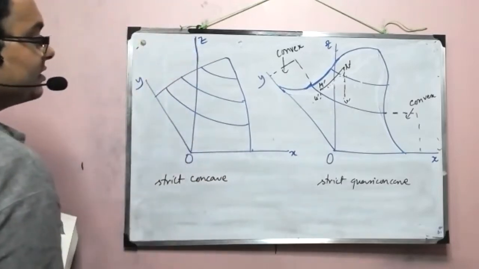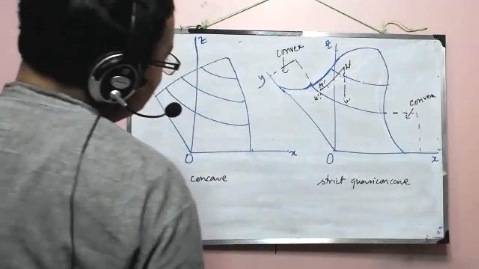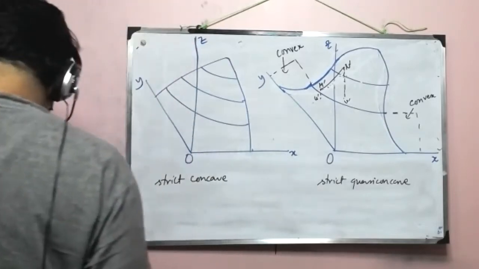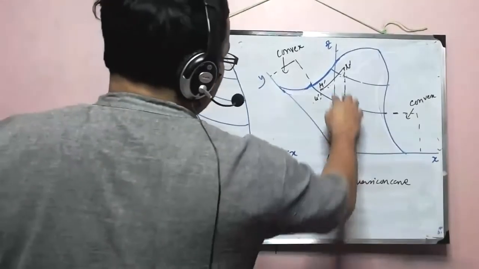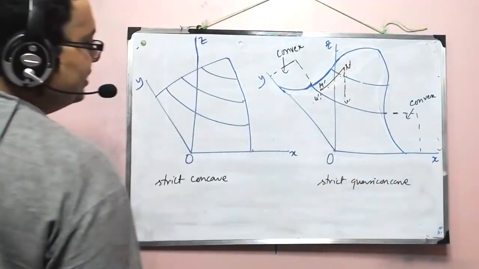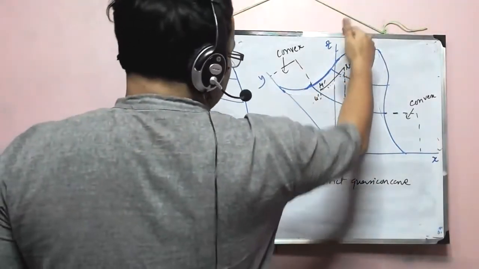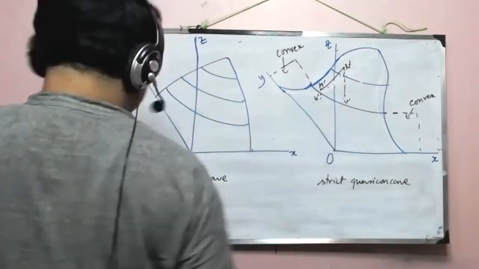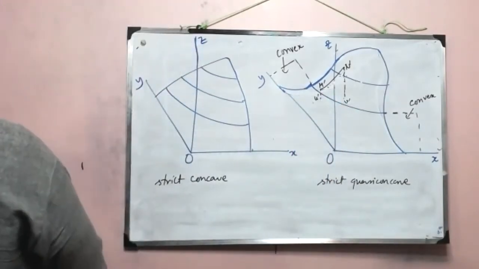So what was strict convexity? The strict convexity was that all the points other than m and n will be higher than or equal to m. So in this part, it is strictly higher than m, right? The function is going upward. So that makes it strictly quasi-concave because there is no point which is equal to m.